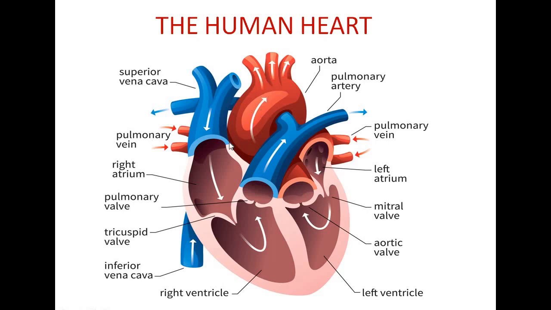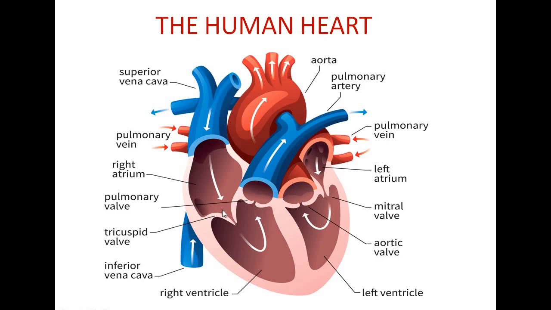Finally, let us discuss the valves present in our heart. There are four valves. This is the tricuspid valve, which separates the right auricle and right ventricle. Similarly, this is the bicuspid valve, which separates the left auricle and left ventricle. The bicuspid valve is also known as the mitral valve. The third one is the pulmonary valve, present below the pulmonary artery. And the fourth is the aortic valve, present below the aorta.